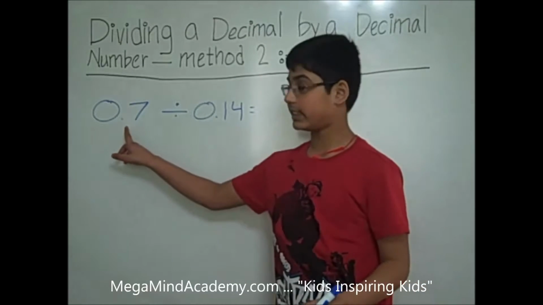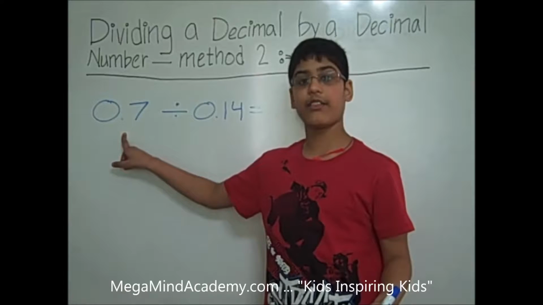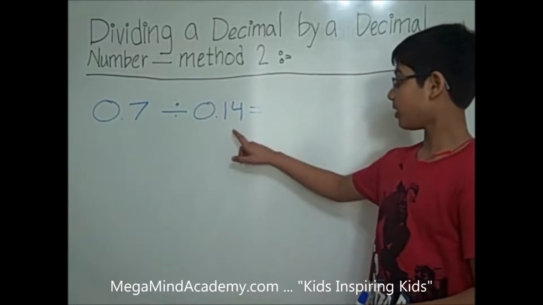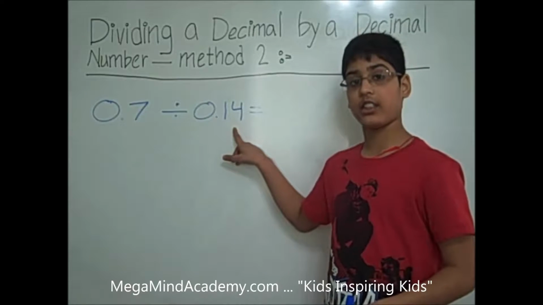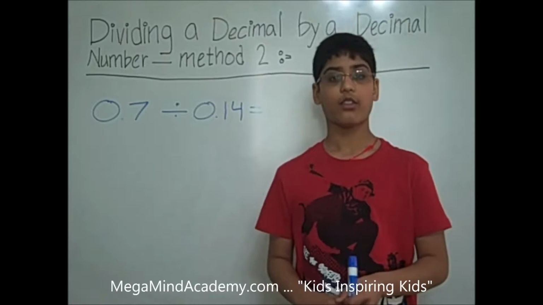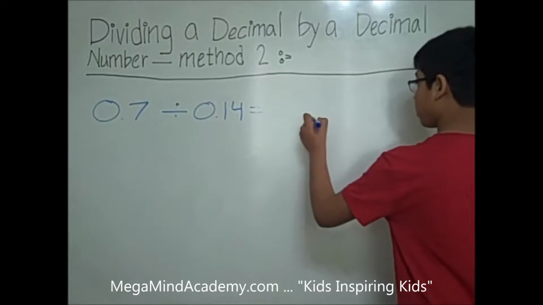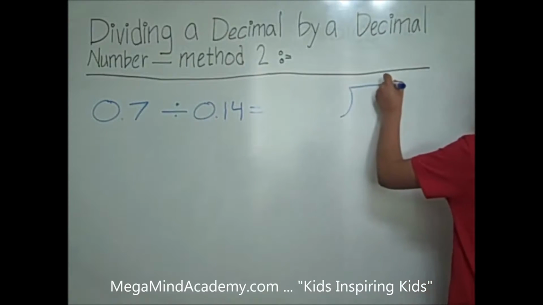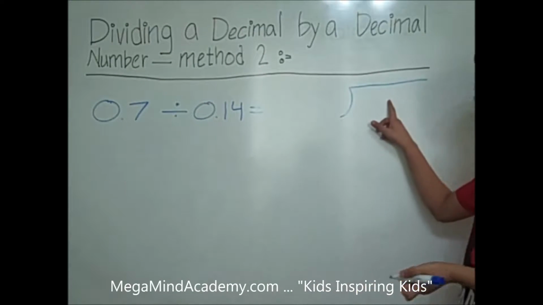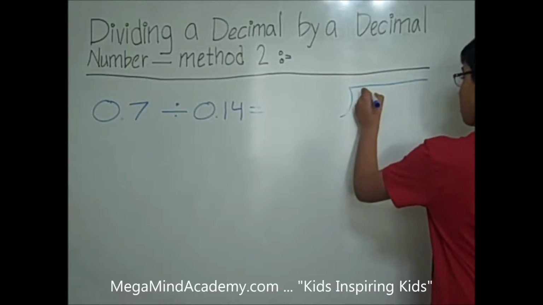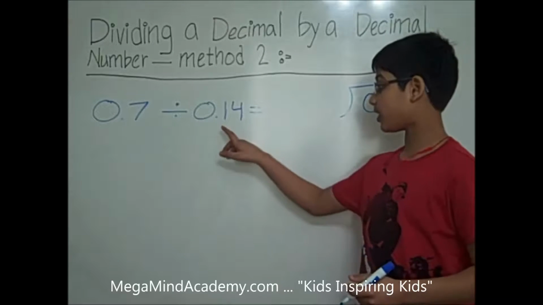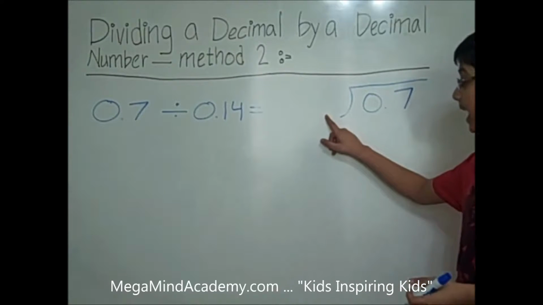Now, 0.7 is a dividend. The dividend is the number that gets divided by the divisor. 0.14 is the divisor. The divisor is the number that divides the dividend. Now, let me draw this out. You have your division sign, and now you put the dividend, 0.7, inside the division sign, and you put the divisor, 0.14, outside the division sign.